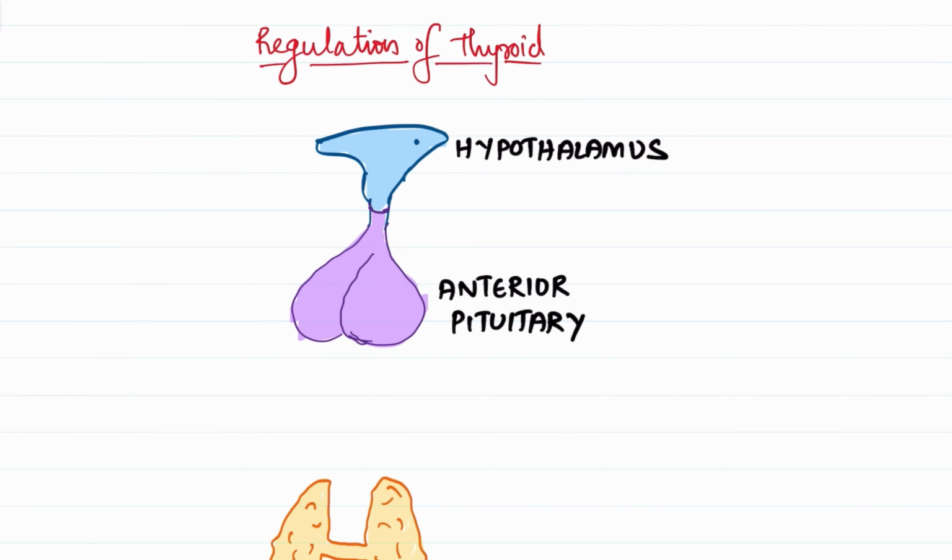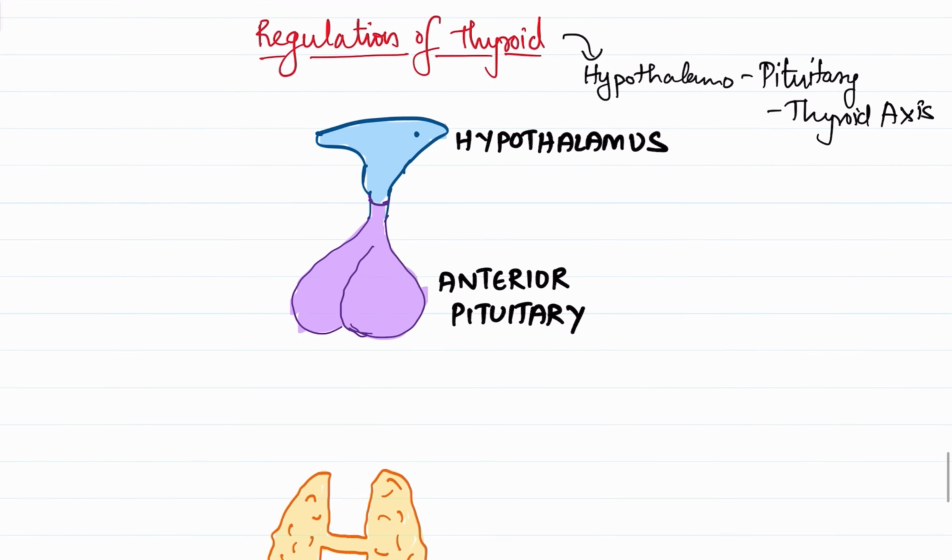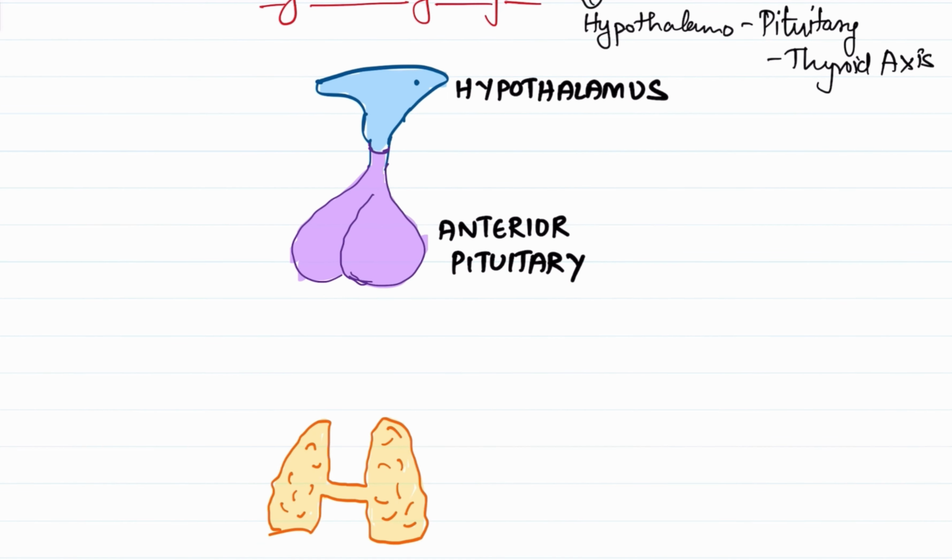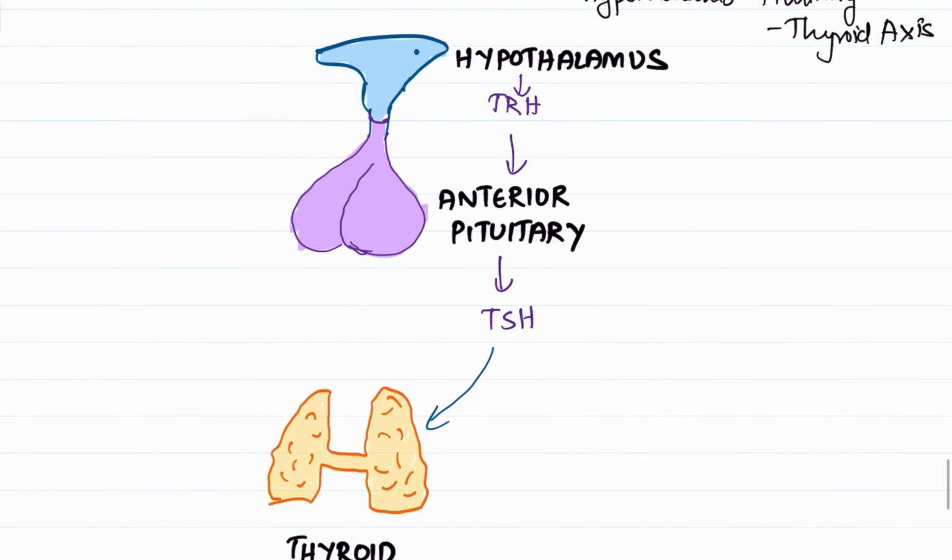So we have the hypothalamus. The axis which controls is the hypothalamo-pituitary, which is anterior pituitary, and the thyroid axis. This axis is responsible for regulating the secretion of thyroid gland. It is going to be the hypothalamus, which secretes the thyroid releasing hormone, which is TRH. And the TRH acts on the anterior pituitary, which will release the TSH, that is the thyroid stimulating hormone. And this thyroid stimulating hormone is going to act on the thyroid gland.